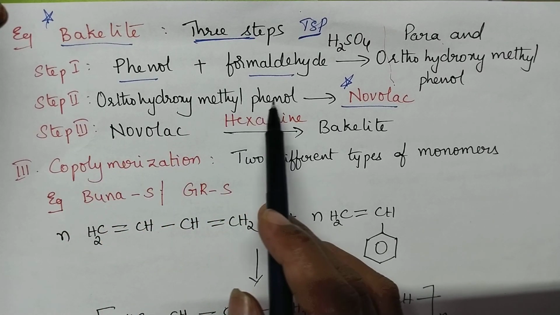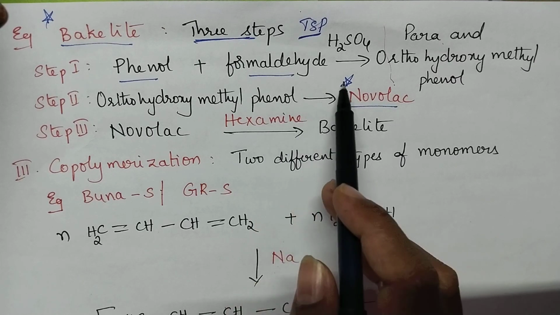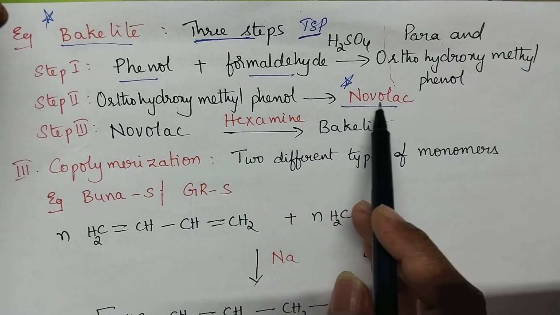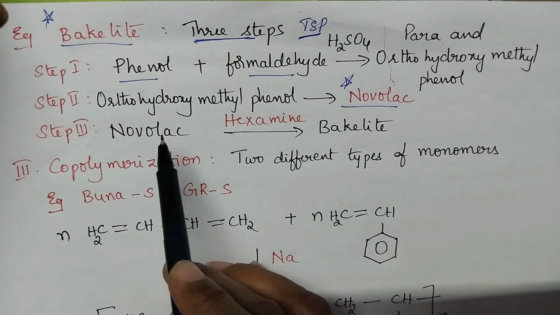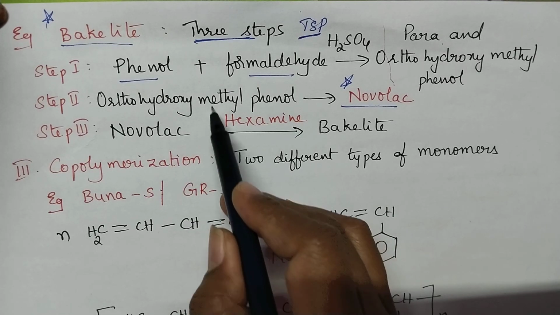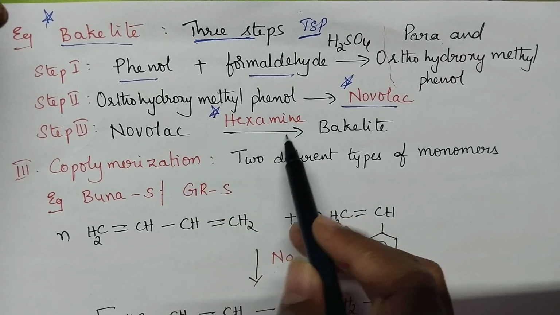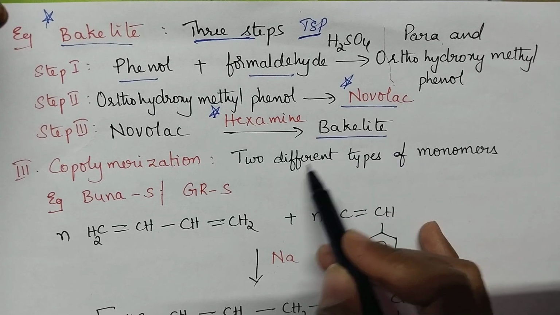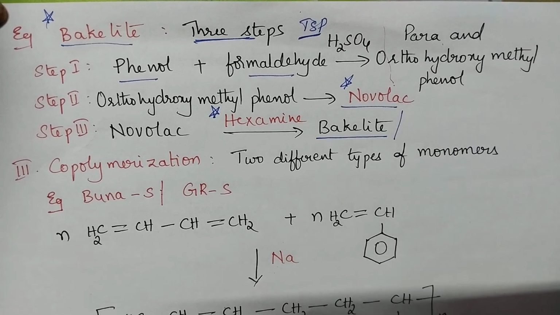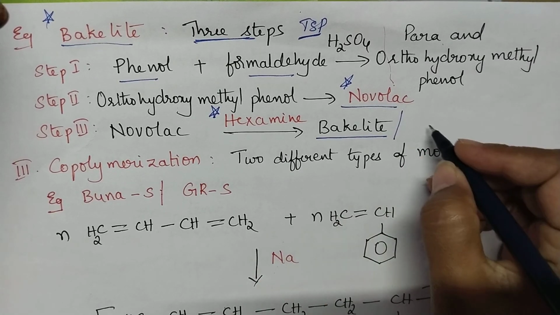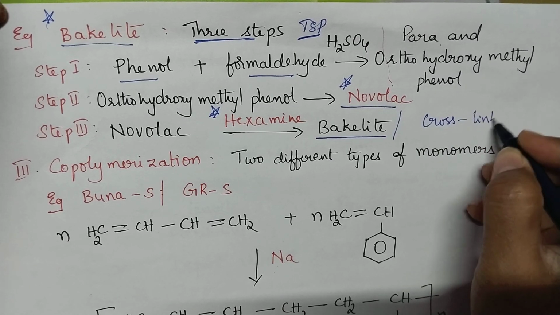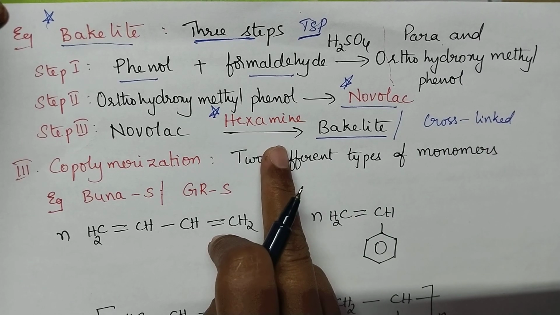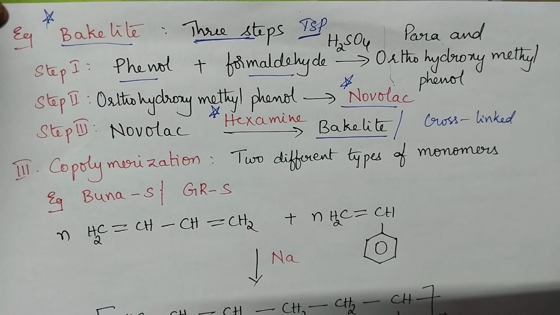Orthohydroxymethyl phenol undergoes polymerization and that results in the formation of novolac. And finally, in the third step, novolac undergoes polymerization in the presence of hexamine as the catalyst and finally it results in the formation of bakelite, and this bakelite is having cross-linked structure. So what is the structure of bakelite? It is having cross-linked structure. Is it clear about the preparation of bakelite?